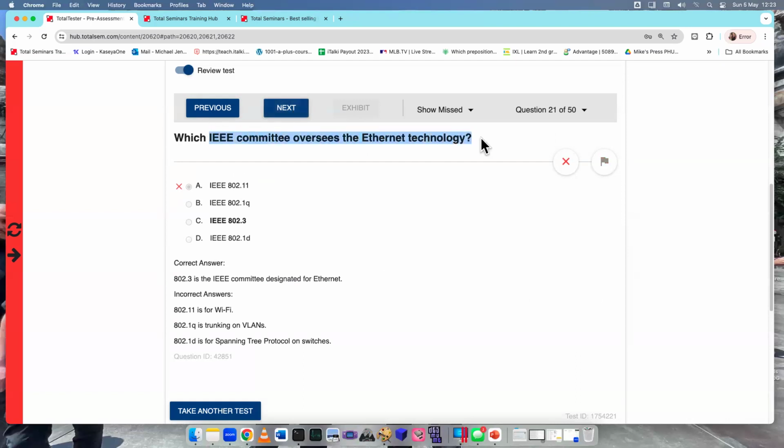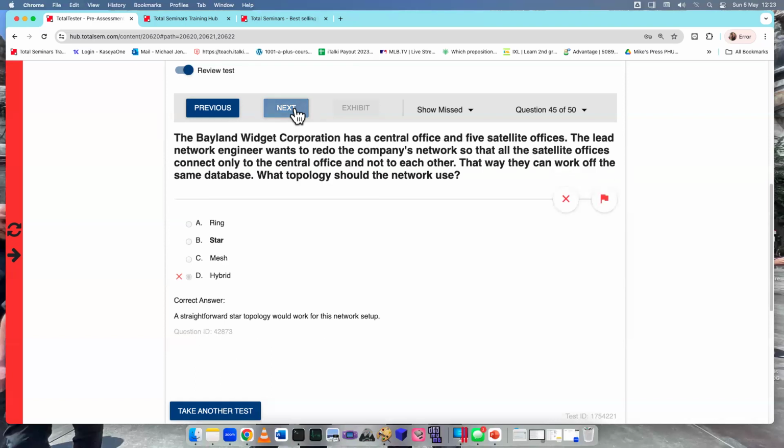IEEE oversees Ethernet technology. I said 802.11. What? 802.3 is Ethernet, and 802.11 is for Wi-Fi. I'm so used to seeing 802.11 for everything, and I forgot that 802.3 is for Ethernet. So that was a silly one. Wow, I skipped all the way to 45, so I probably missed a ton at the end.